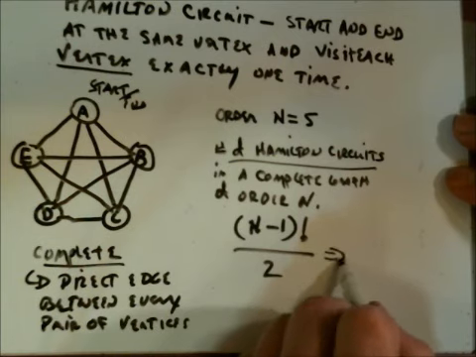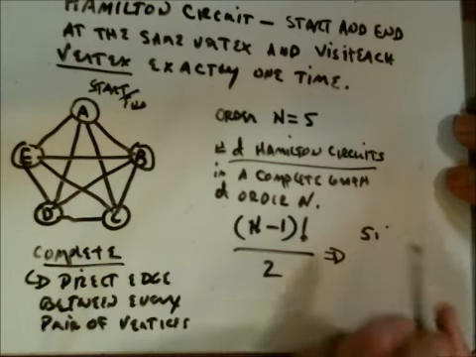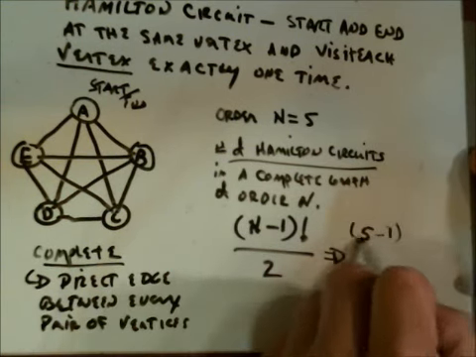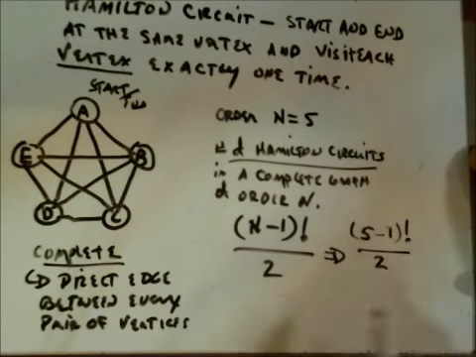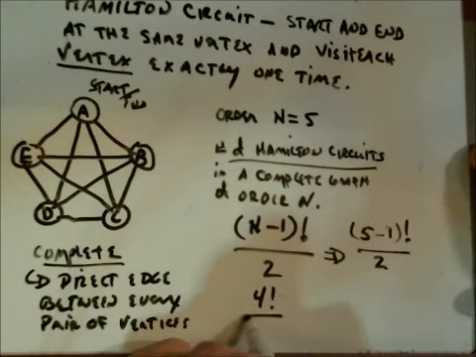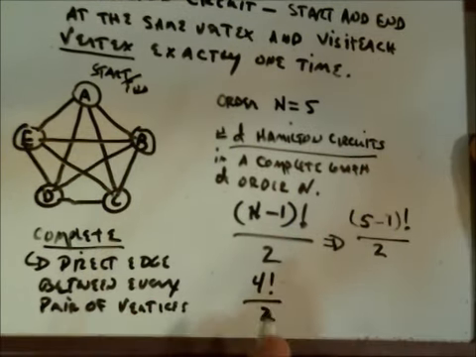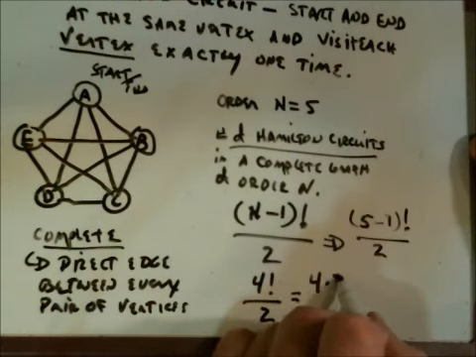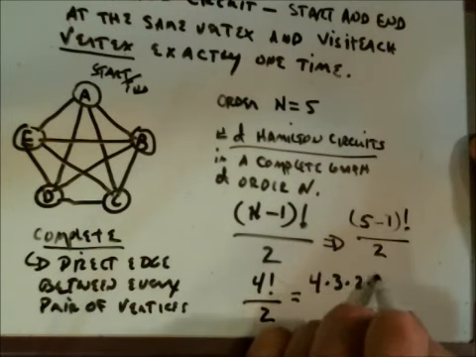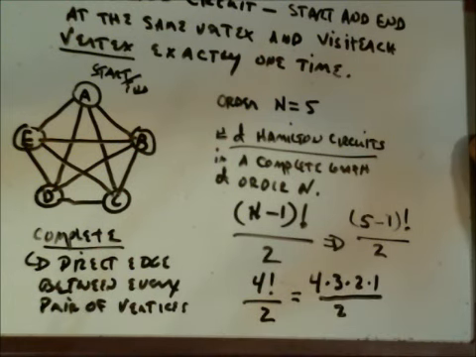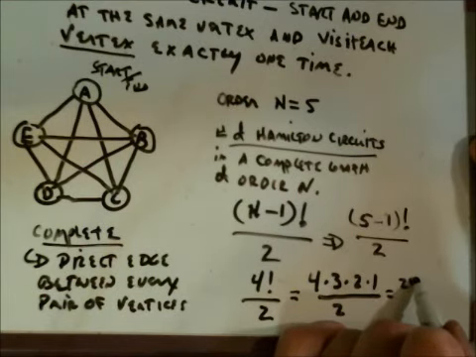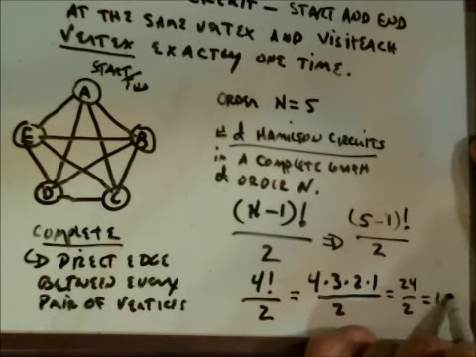Now in our example, it'd be 5 minus 1 factorial divided by 2, or 4 factorial divided by 2. Now if you have never seen this symbol factorial before, don't be scared of it. It's pretty simple. 4 factorial means you just start at 4 and you count your way down all the way to 1, and then you multiply those numbers together. So 4 times 3 is 12, times 2 is 24, divided by 2 is equal to 12.